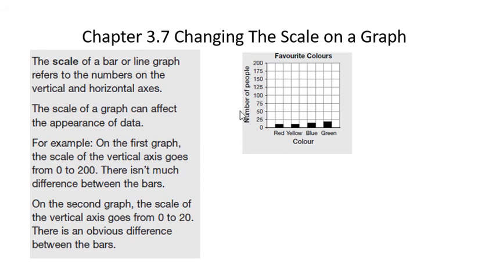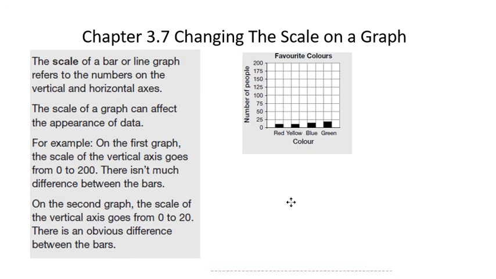In this graph right here, the scale of the vertical axis goes from 0 to 200. And in this graph, with a scale of 0 to 200, these bars look almost exactly the same size. It's very difficult to tell the difference at first glance. At first glance, the green looks just a little bit bigger than the red and the yellow. The red and the yellow look very similar. And the green looks slightly bigger than blue in our graph of favorite colors.